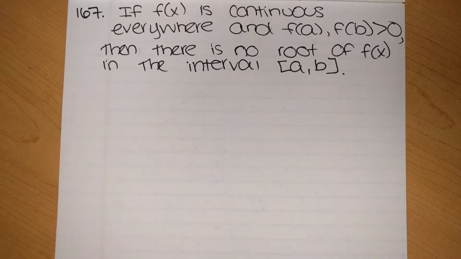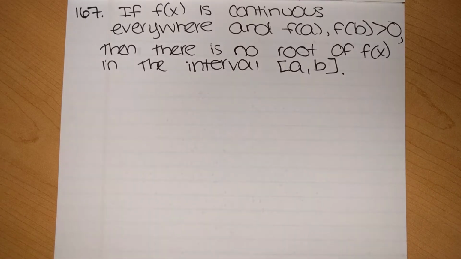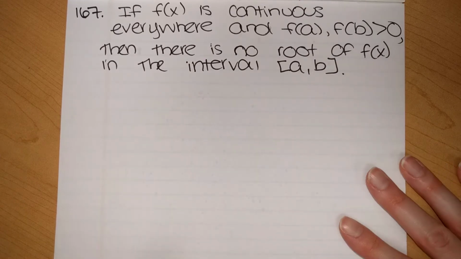This question claims that if the function is continuous everywhere and f(a) and f(b) are greater than 0, then there's no root, so no place where we have an x-intercept in the interval a to b. All right, so let's think about this.